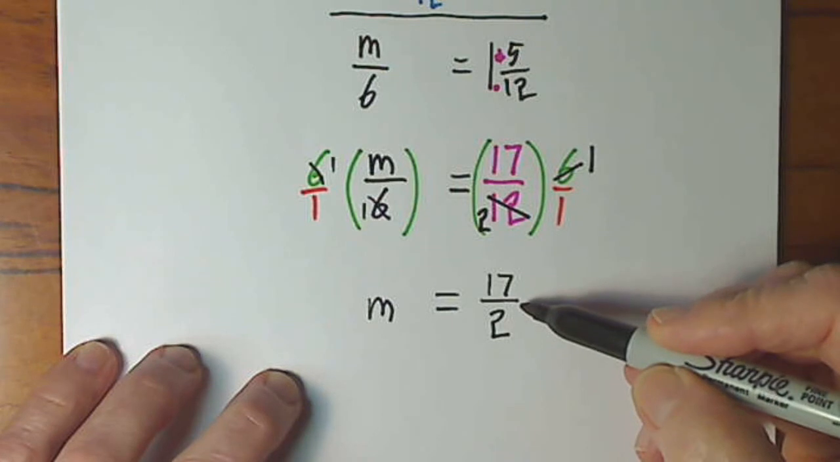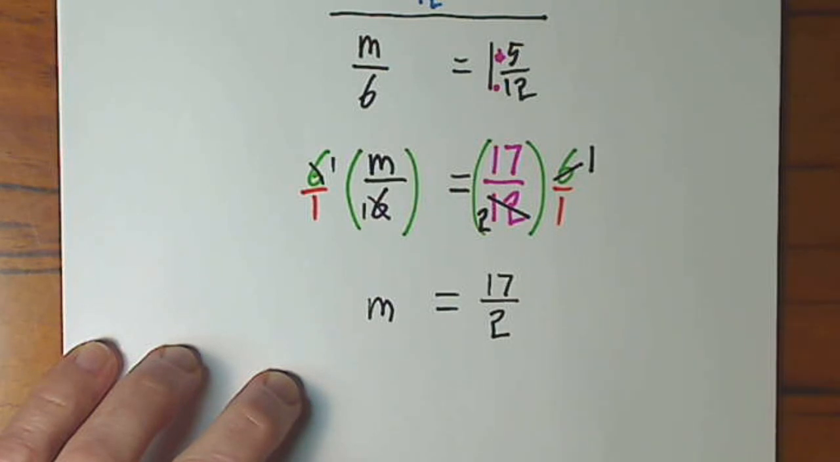This is an improper fraction, but it can't be reduced. I could write it as a mixed number. I'm perfectly happy with the answer in that form.